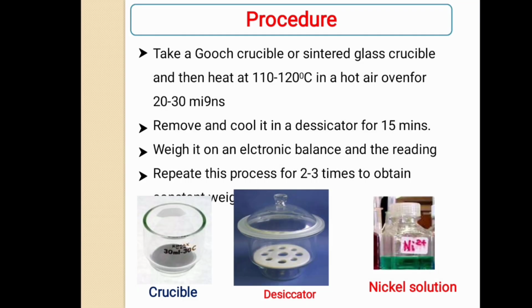Procedure. Take a Gooch crucible or sintered crucible and heat at 110 to 120 degrees Celsius in a hot air oven for 20 to 30 minutes. Remove and cool it in a desiccator for 50 minutes. Then weigh it on an electronic balance and note the reading. Repeat this process 2 to 3 times to obtain constant weight for the crucible.